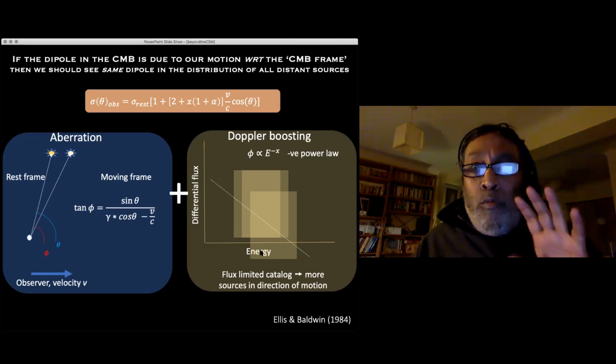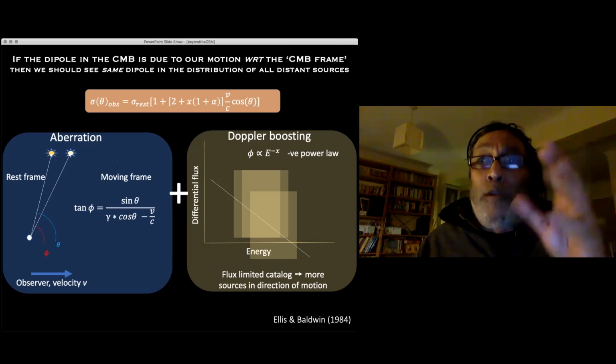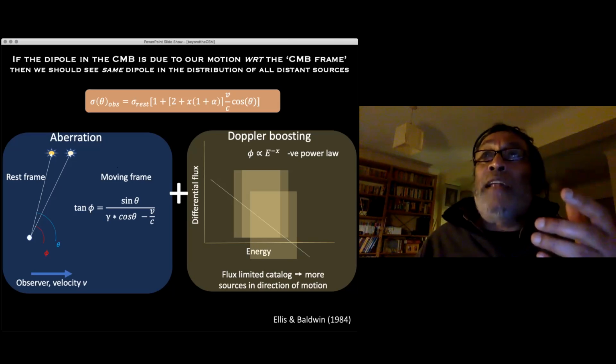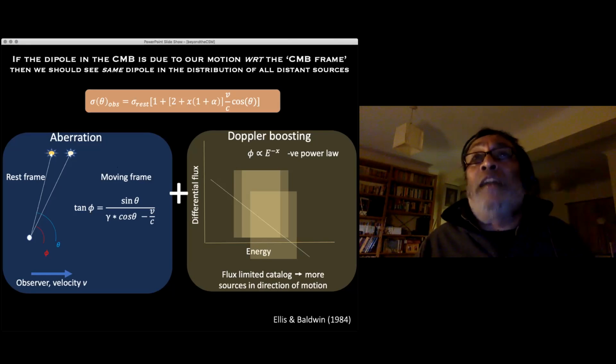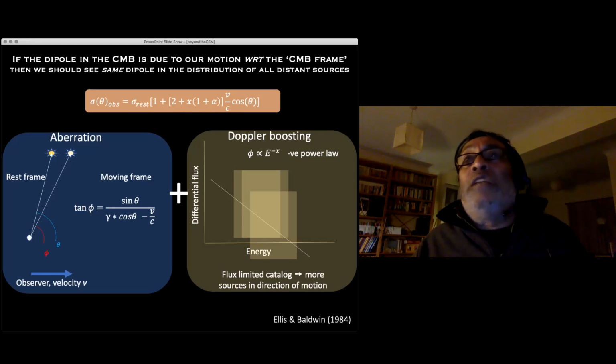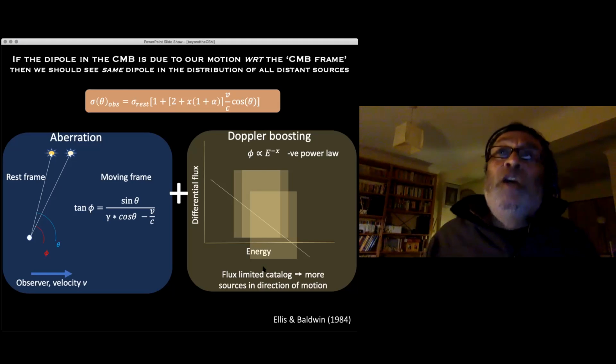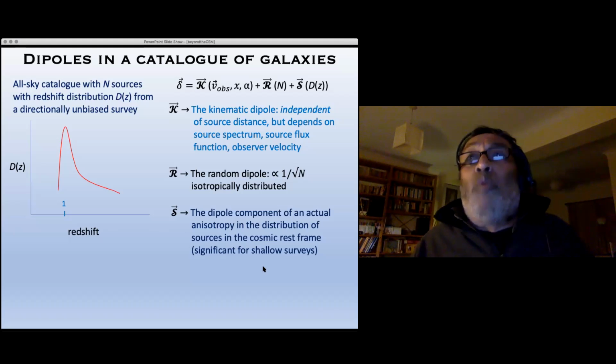So when you're moving, you are also going to get a Doppler boost of the photons, and you have to allow for that. And there's a mathematical way of doing that. You get a simple formula which tells you what sort of dipole you should see in the distribution of objects. So let me very quickly show you what you need to do this test.